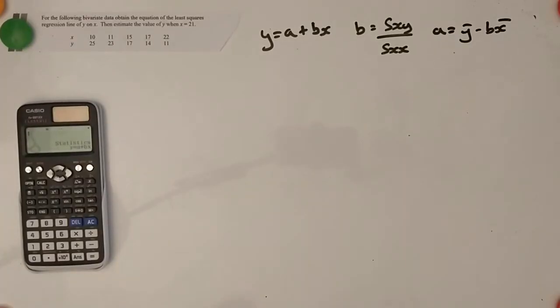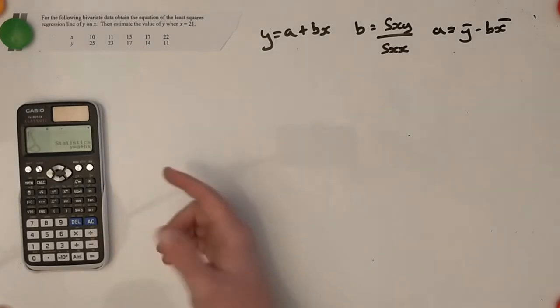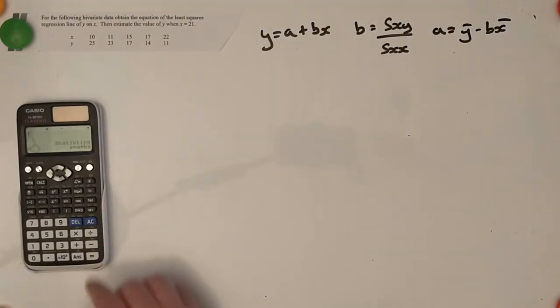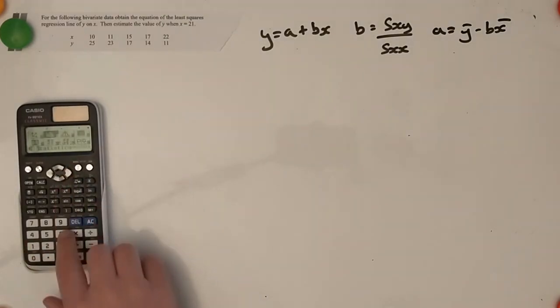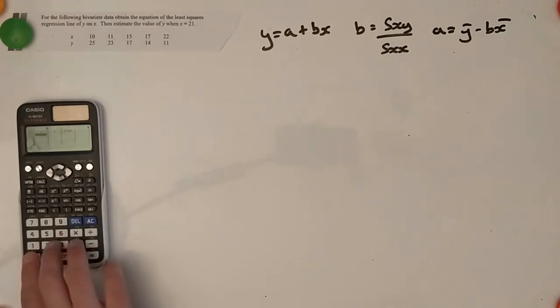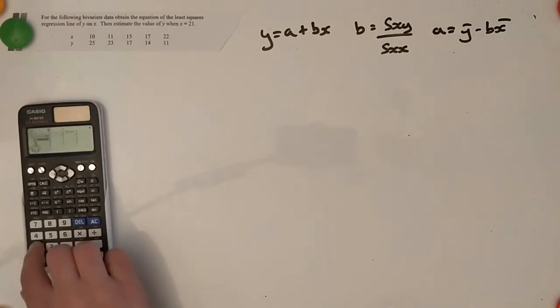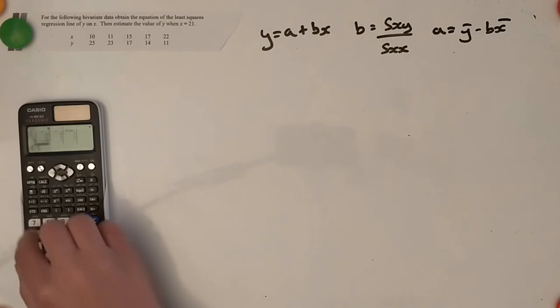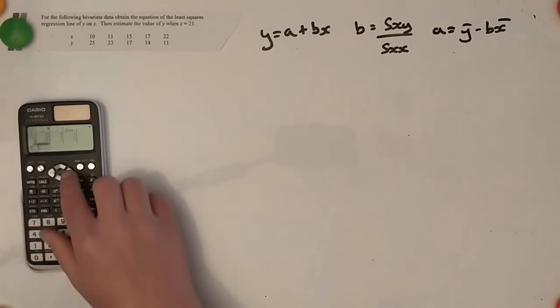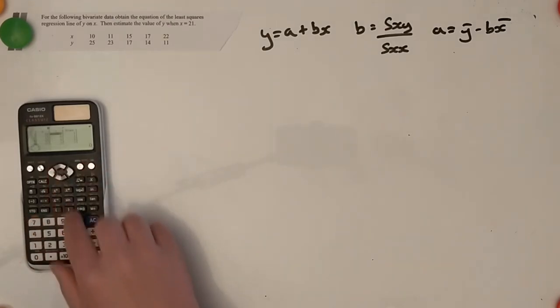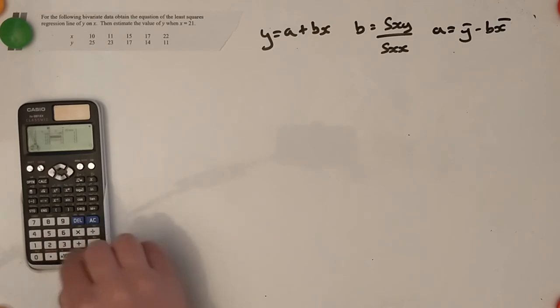So starting really slowly, for the following bivariate data, obtain the equation of the least squares regression line of y on x, and then estimate the value of y when x equals 21. So I've got the raw data, so I just need to put it into my calculator. Again, menu 6 and 2, my x values 10, 11, 15, 17, and 22, and my y values 25, 23, 17, 14, and 11.